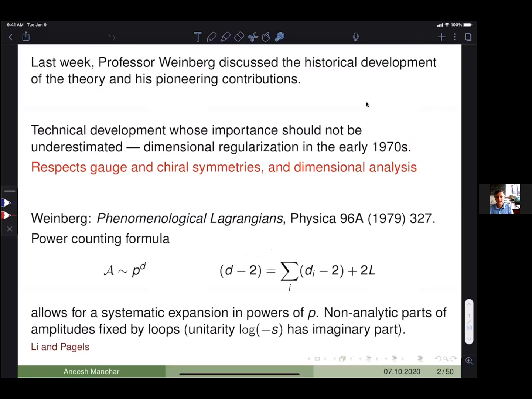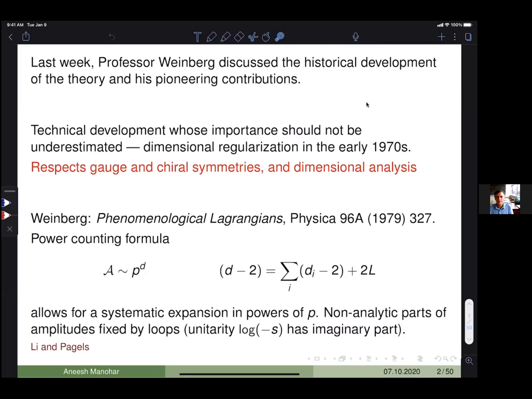Okay, so I'm going to continue where Professor Weinberg left off. And one thing I just want to say is that one of the reasons why modern progress has been possible is because of a rather technical issue, but it turned out to be very important, which was dimensional regularization. Because this was a regulator which respects gauge and chiral symmetries as well as dimensional analysis, and it made many results much more clear.